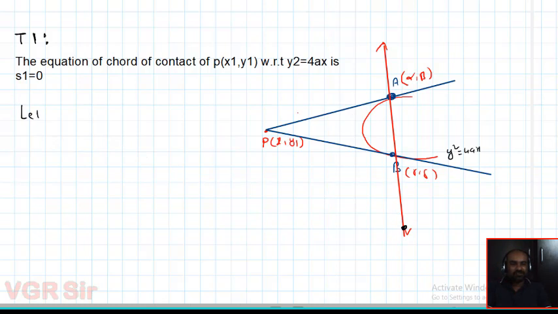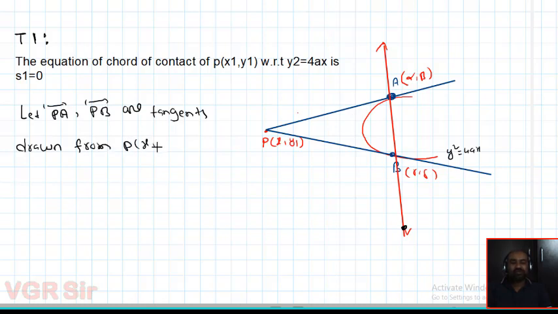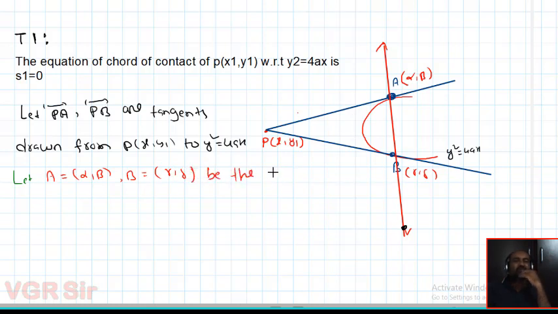Let PA, PB be tangents drawn from P (x1, y1) to y square equal to 4x. Let A equal to (alpha, beta), B equal to (gamma, delta) be the points of tangency.